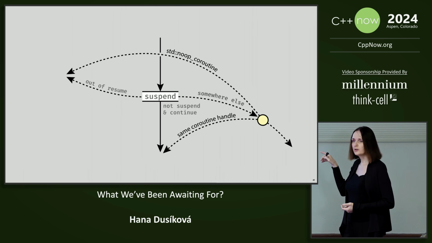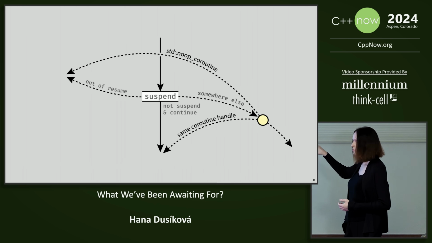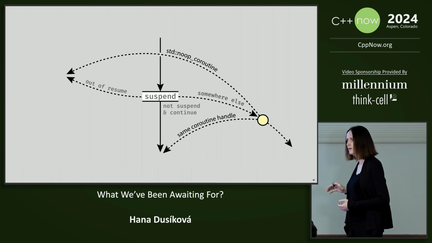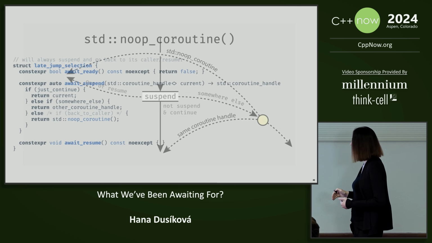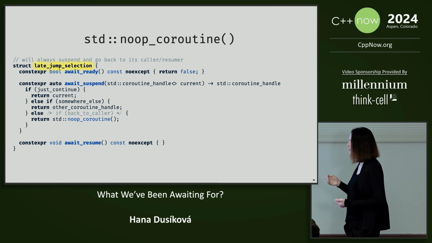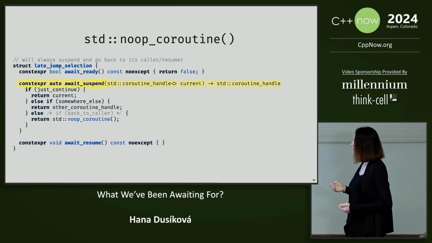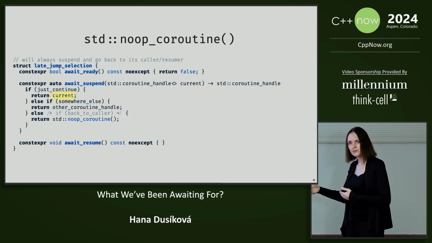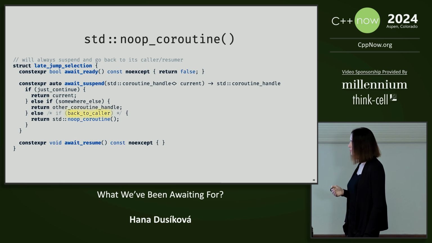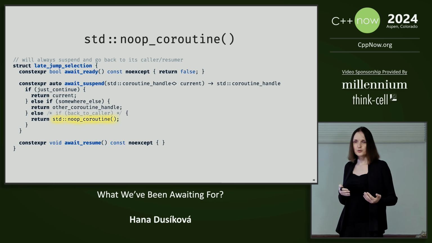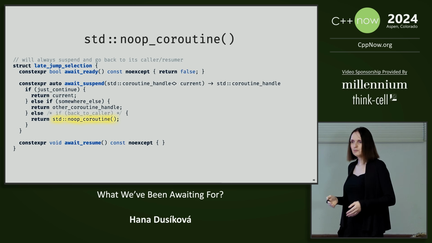For that, you use no-op coroutine. If you want to go back to the caller, you always return a coroutine handle from await suspend, and if you return no-op coroutine, the coroutine will immediately go back to the caller. So no-op coroutine can be used for late jump selection, which will always suspend. If you want to just continue, you return the handle of the current coroutine and it will continue, but there is a cost of suspension and resumption. If you want to go somewhere else, you provide another coroutine handle. And if you go back to the caller, you provide no-op coroutine, and it will immediately suspend and go back to the caller.